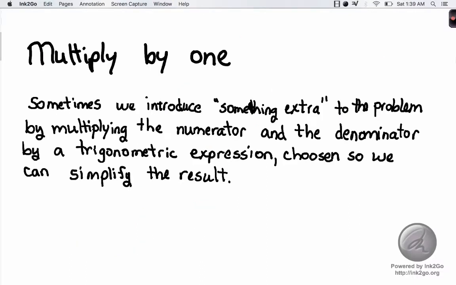Sometimes when we're working out the first three steps of verifying problems, figuring out which side of the equation to work with, using our algebraic skills and identities to simplify it down, we might get stuck. And one little trick that you need to use in algebra quite often is multiplying by 1. You will find that trick comes in very handy when you're solving trig identities as well.